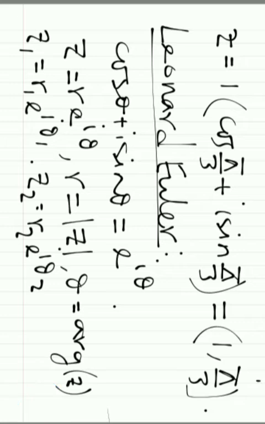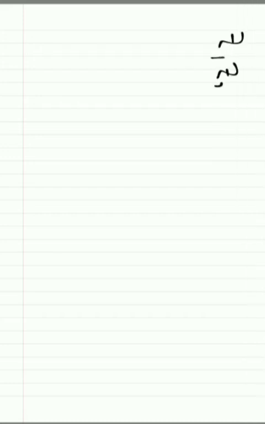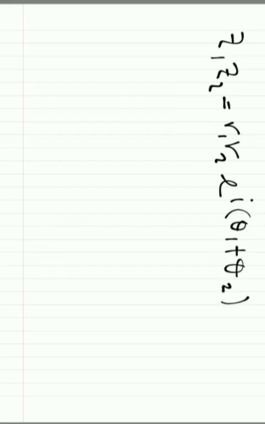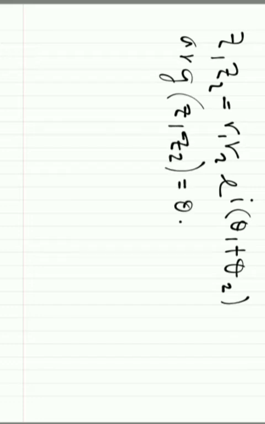So suppose these two numbers you are having, then you can write the product z1 z2 as r1 r2 e to the power i into theta 1 plus theta 2. So the advantage is that you can easily calculate the argument of the product, and it says that argument of z1 z2 is nothing but theta 1 plus theta 2, that can be written also as argument of z1 plus argument of z2.